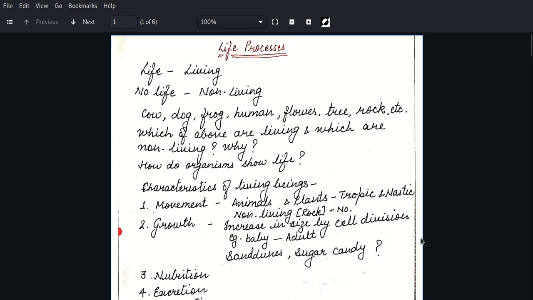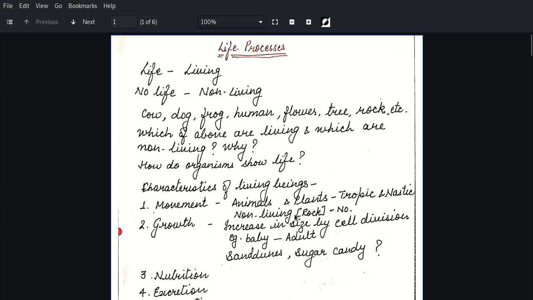We may take the example of some non-living objects also, like sand dunes and sugar candy. You can say the size of a sand dune also increases. Sugar candy is also formed from a single crystal of sugar. But in both cases, the same kind of particles are added externally. Sand accumulates at one place and forms sand dunes. Sugar candy is formed by putting a sugar crystal in sugar solution, and sugar particles continue to deposit over the crystal and increase in size. So here substance is added externally.